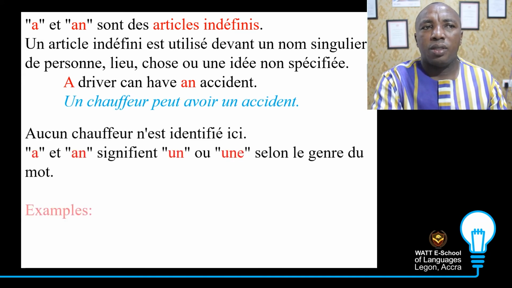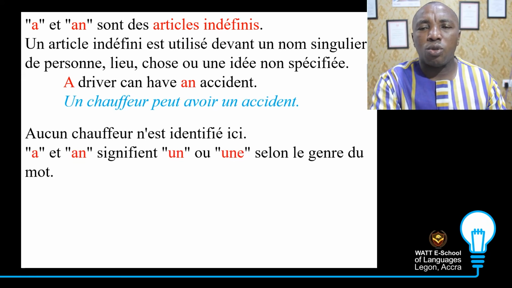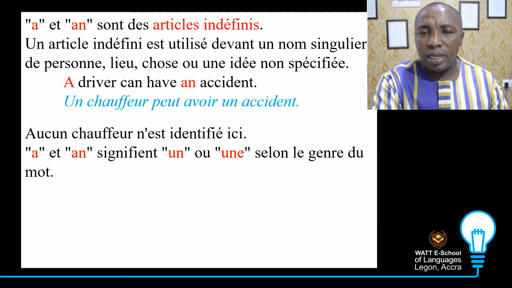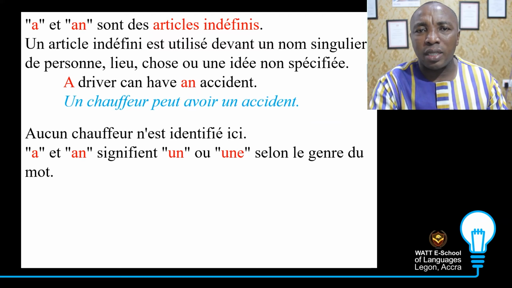Examples. And let's also not forget this one. A and an mean un et une in French. It doesn't mean that when you translate the a to French, it will be un and the an to be une. No. We are just trying to tell you that in French, we have feminine and masculine, but in English, we don't have such. But when we are translating the words into French, there you know the article that we are using is un or une.